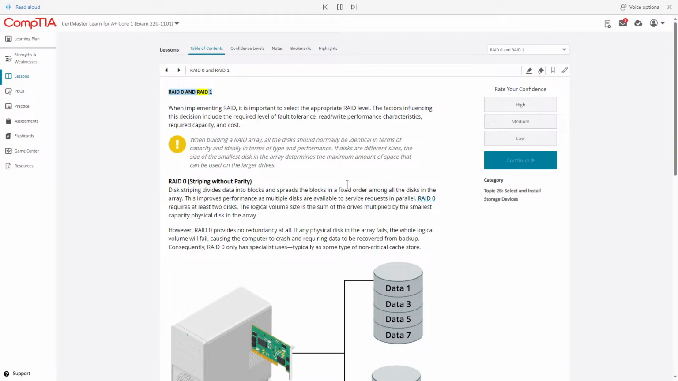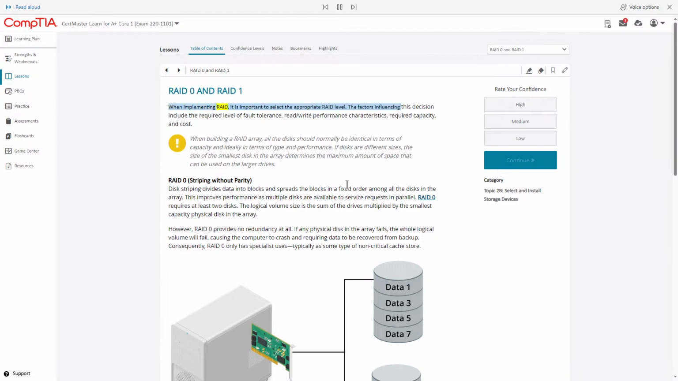RAID 0 and RAID 1. When implementing RAID, it is important to select the appropriate RAID level. The factors influencing this decision include the required level of fault tolerance, read/write performance characteristics, required capacity, and cost. When building a RAID array, all the disks should normally be identical in terms of capacity, and ideally in terms of type and performance. If disks are different sizes, the size of the smallest disk in the array determines the maximum amount of space that can be used on the larger drives.